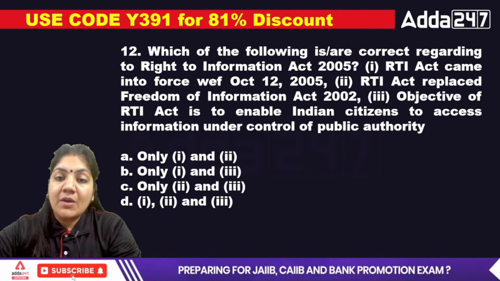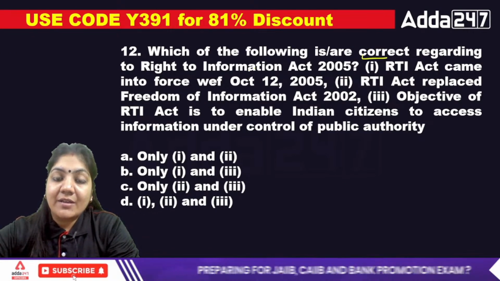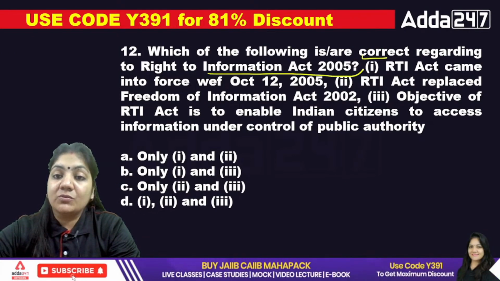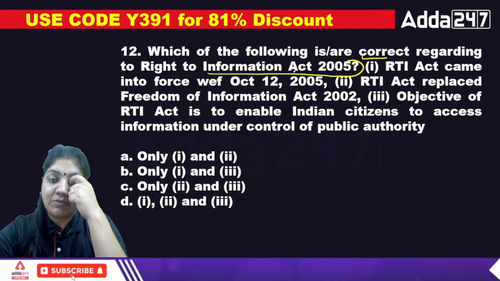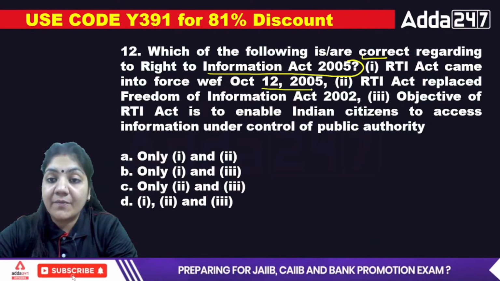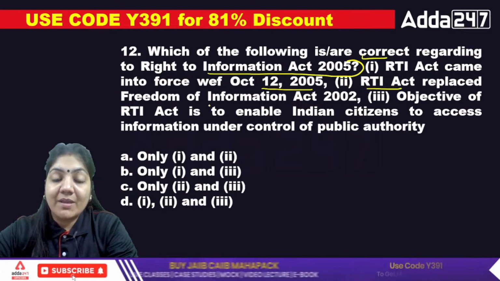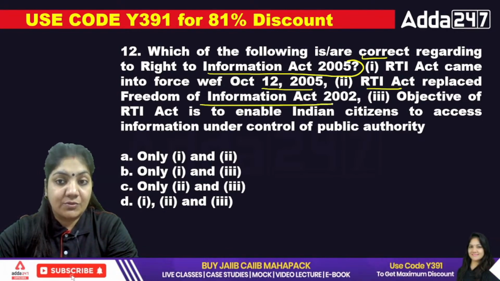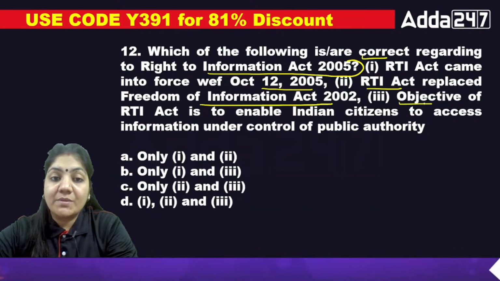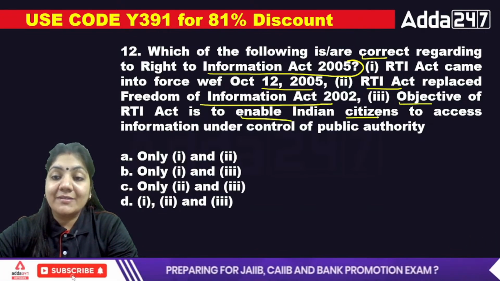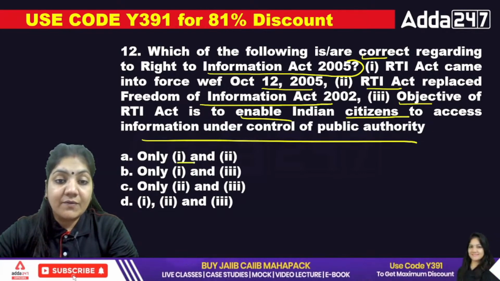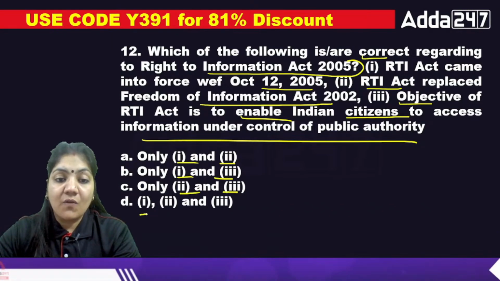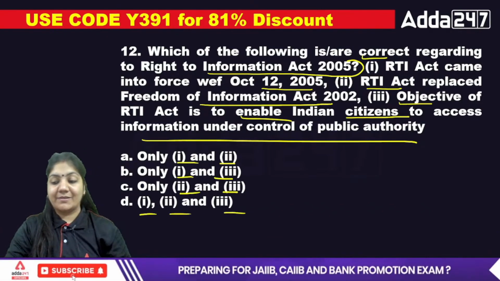Next. Which of the following is correct regarding the Right to Information Act 2005? First, RTI came into force on 12 October 2005. Second, the RTI Act replaced the Freedom of Information Act 2002. Third, the objective of RTI is to enable Indian citizens to access information under the control of public authorities. Only first and second is right. Only first and third, second and third, first, second, third is right. Tell me. 12.